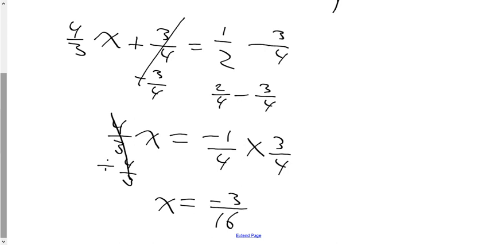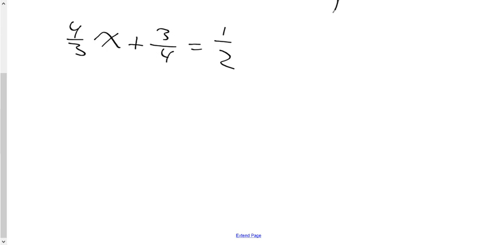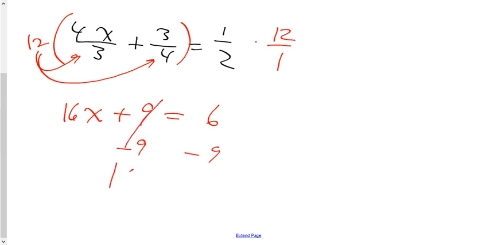Now, alternatively, let's go back in time just for a second, back to where I changed that. If you decided to multiply both sides by 12, a common multiple of 3, 4, and 6, this is going to become 16x, and this is going to become plus 9 is equal to, multiply this side by 12, 6. This is much easier to work with, so subtract 9 from both sides. 16x equals negative 3. Divide both sides by 16.